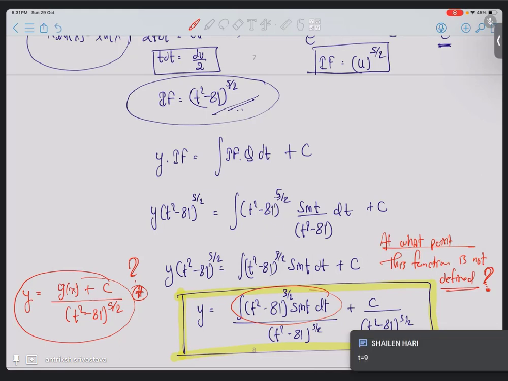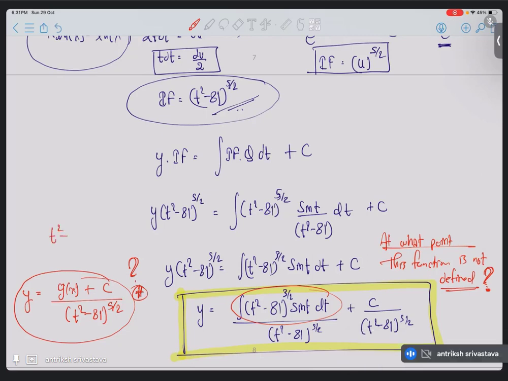T is equal to 9. Very good. Yeah, that's what I wanted to hear. So we have t square minus 81, and when the denominator becomes 0, the function is going to be not defined. So when t is equal to 9 or t is equal to minus 9, this function is going to be undefined. That is clear?